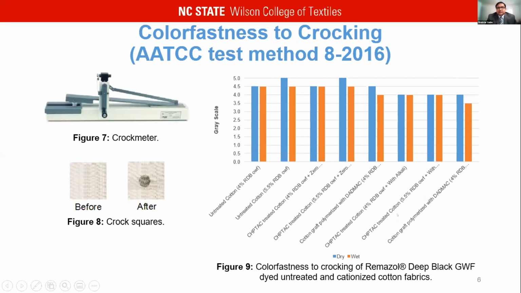Color fastness to crocking. Color fastness to crocking is a measure of color transfer from the black fabric to a dry or wet surface. The color fastness to crocking was measured according to AATCC test method 8/2016. It was observed that the cotton graft polymerized with DADMAC has comparable color fastness to dry and wet crocking compared to untreated cotton and Chaptec treated cotton dyed with or without alkali.